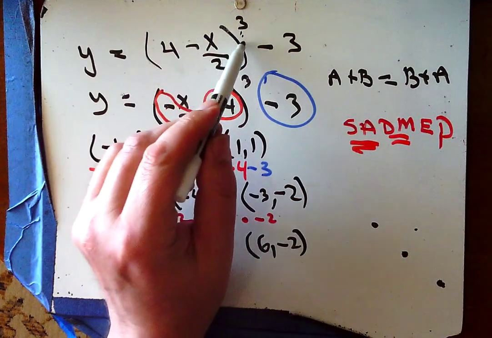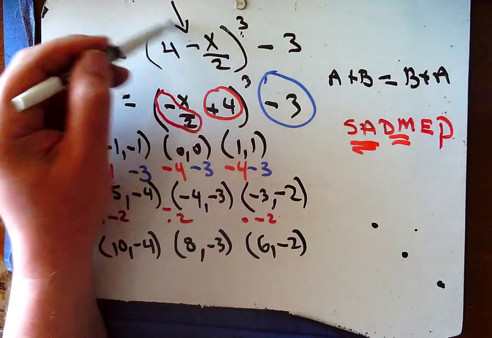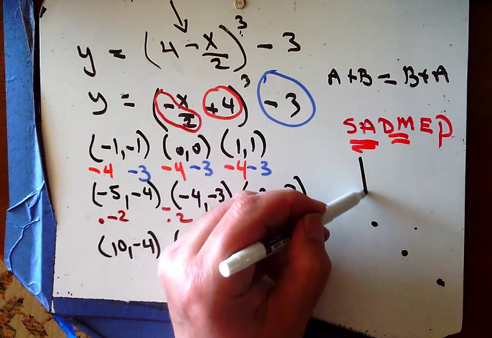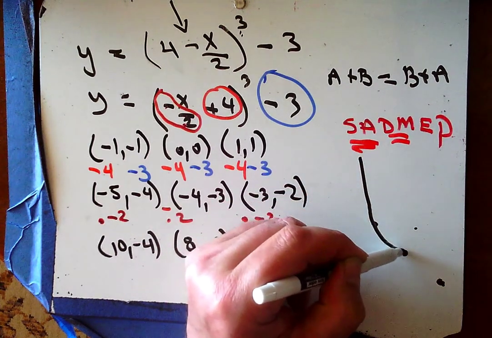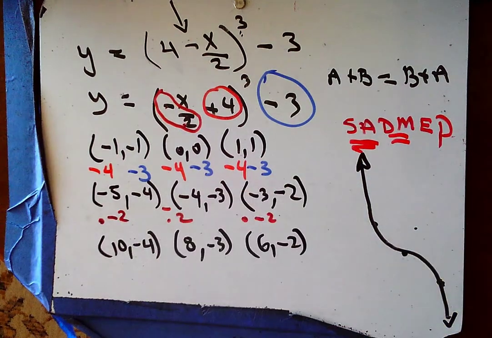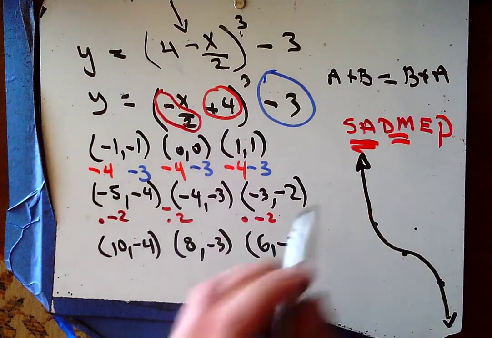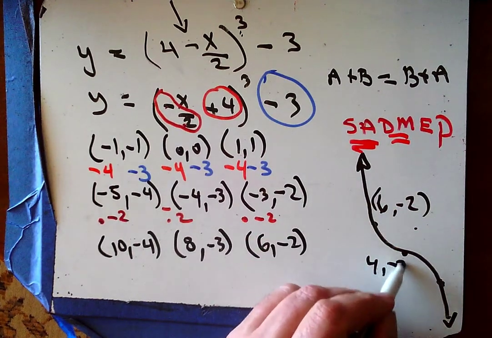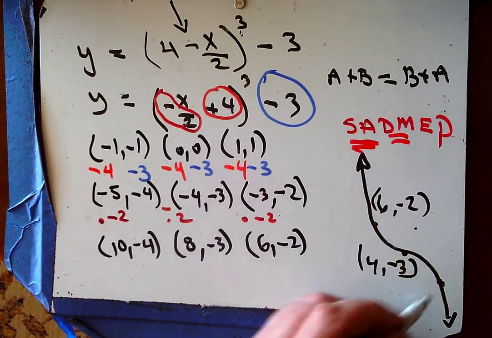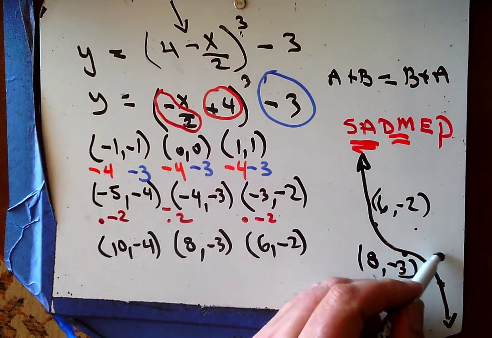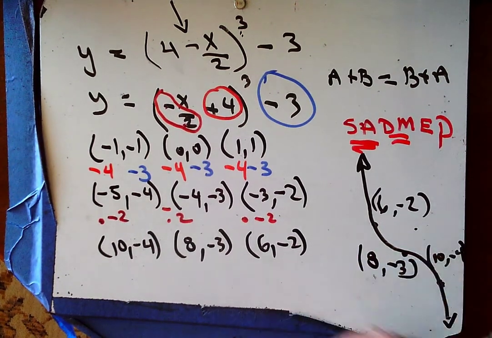And this is x to the third. But this reflected my x to the third across the y-axis. So my graph looks like that. Don't forget to label the points on the graph: 6, negative 2; 8, negative 3; and 10, negative 4. Okey-doke.